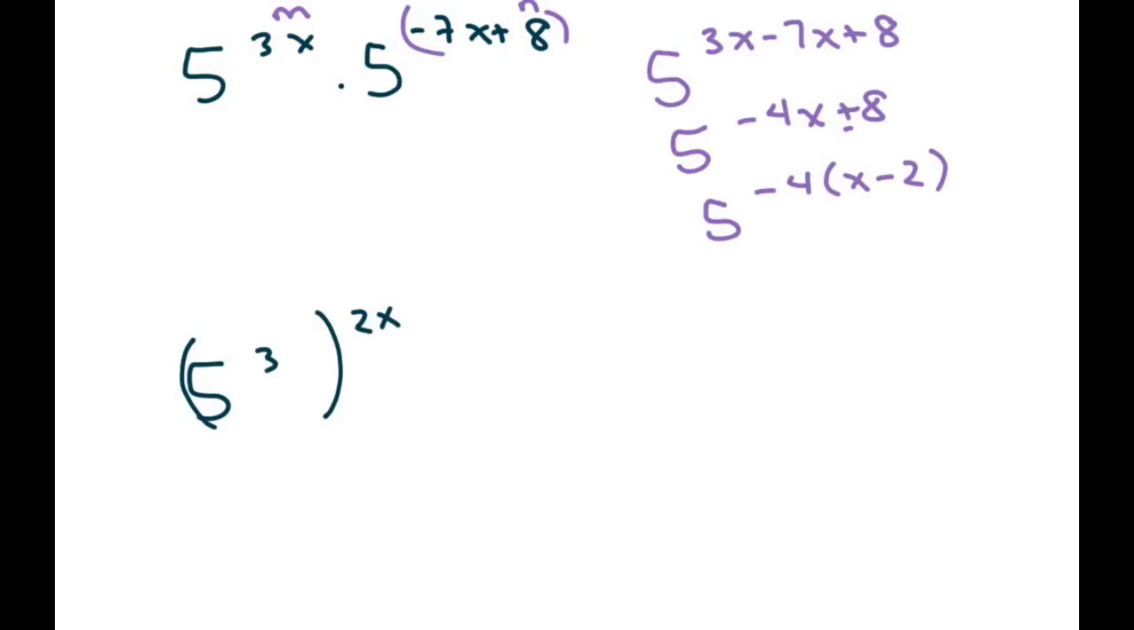Okay, because 2 negatives make a positive, and this is just you're just going to use your power property and multiply this. So that's 5, 3 to the 3rd power times 2x, which equals 5 to the 6x.